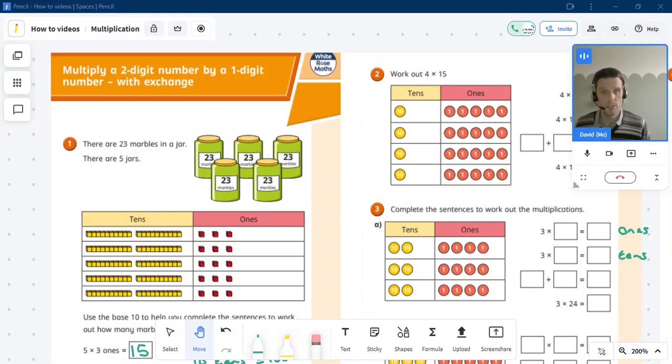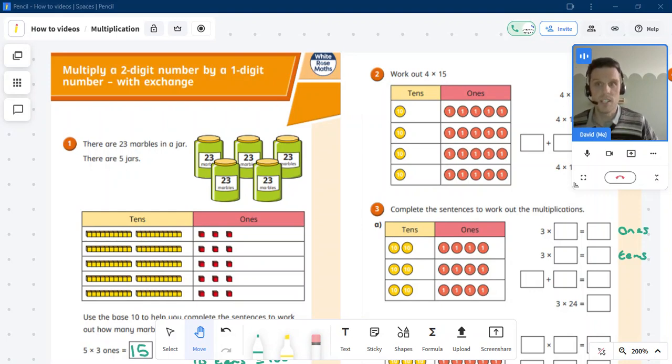So we've got 24 rolls per shelf. What we're going to do, we're going to partition 24 into 10s and 1s. And then we're going to multiply both of them by 4. So 4 times 20 is 80, and 4 times 4 is 16. So 80 plus 16 is 96 in total, so we just add them together. Therefore, 4 times 24 is 96 in total.